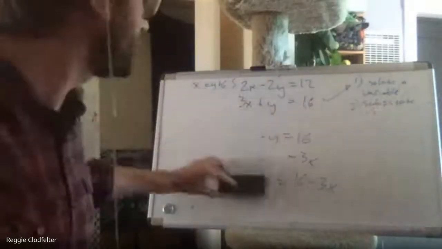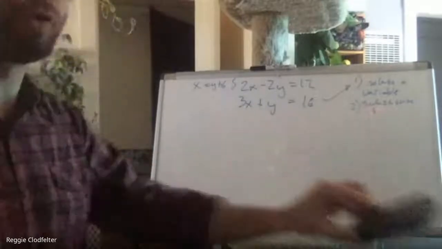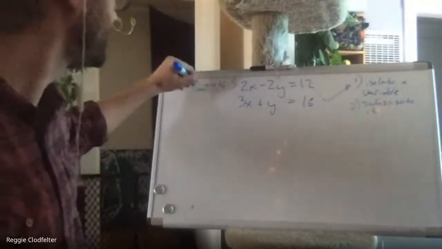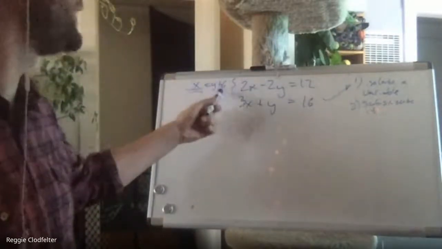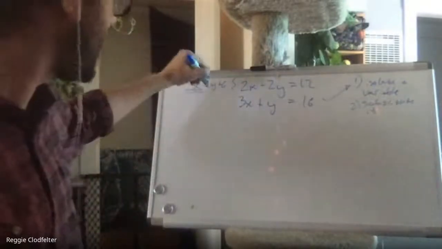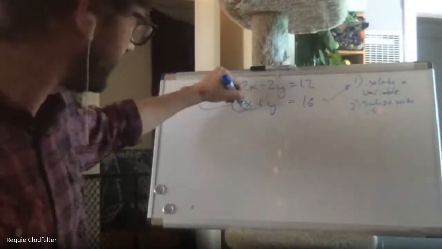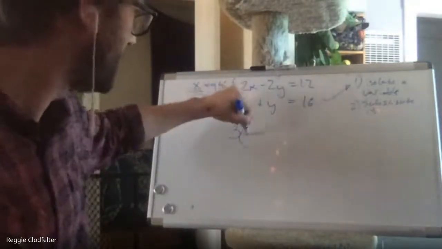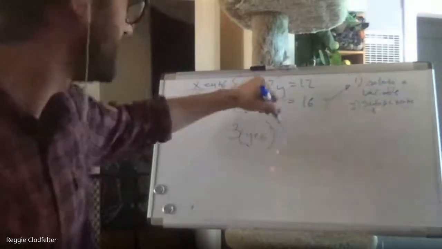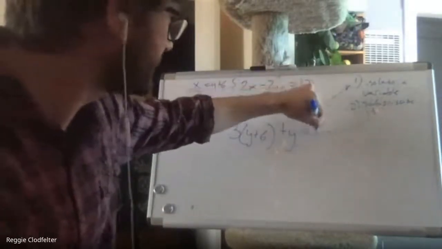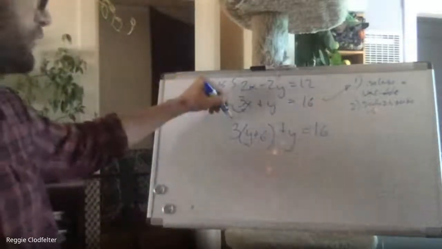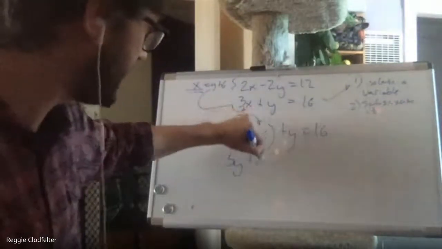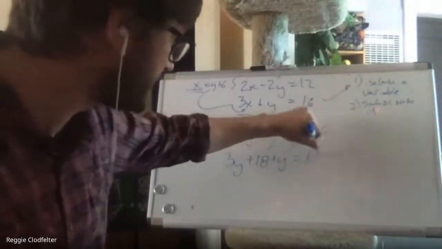Okay, so back to our equation. Oliver, I'm going to use yours: x equals y plus 6. So we've done number 1. We've isolated x. I can now plug that in for this x in the other equation. So I'll have 3 times (y plus 6) plus y equals 16. I now have to distribute my 3 to the y plus 6. I get 3y plus 18 plus y equals 16.